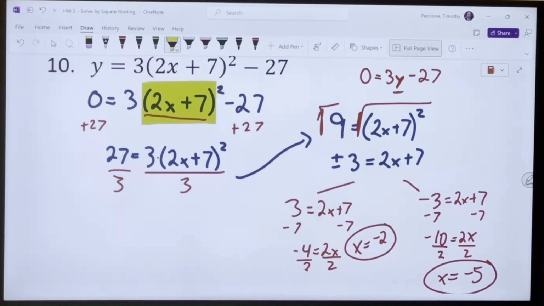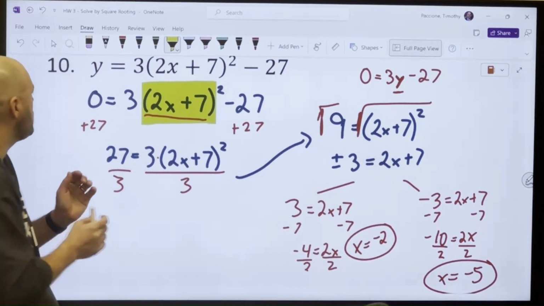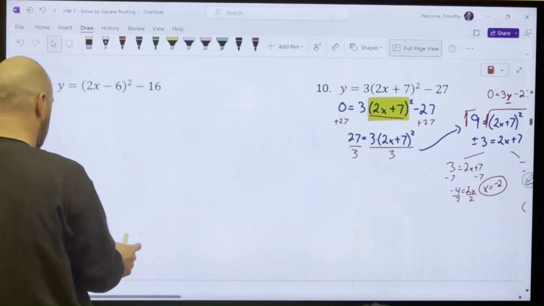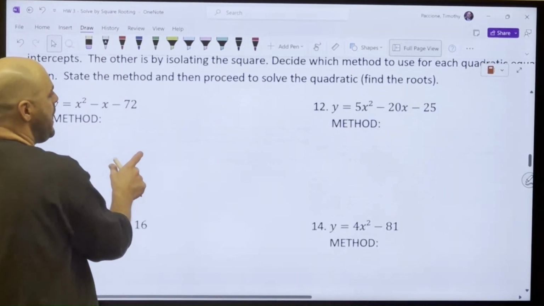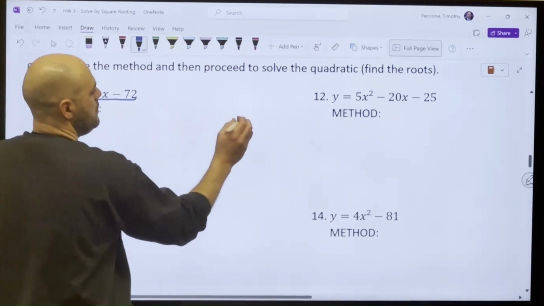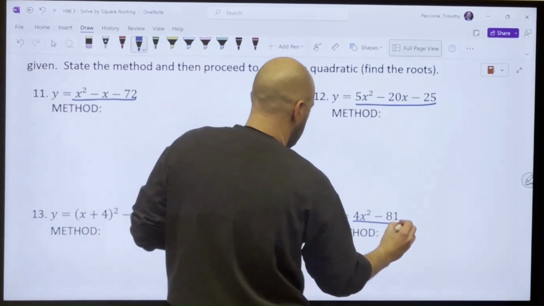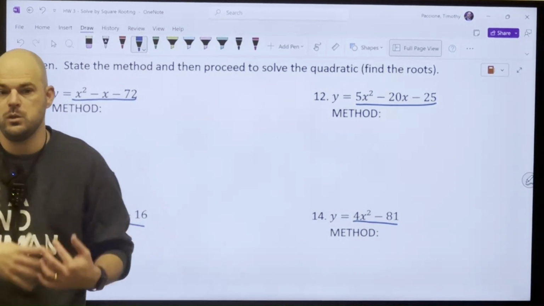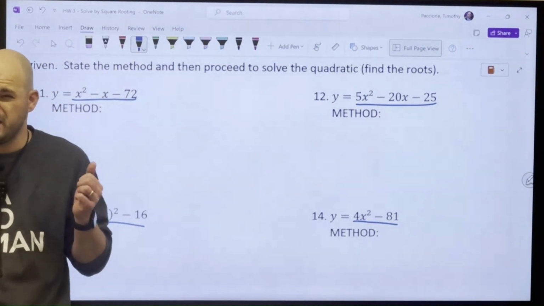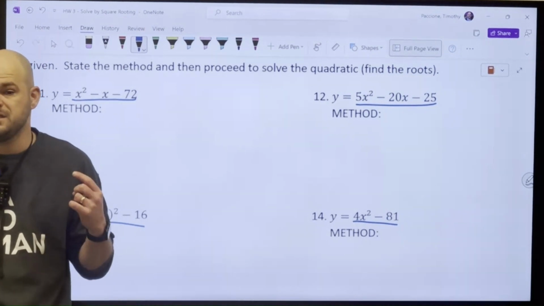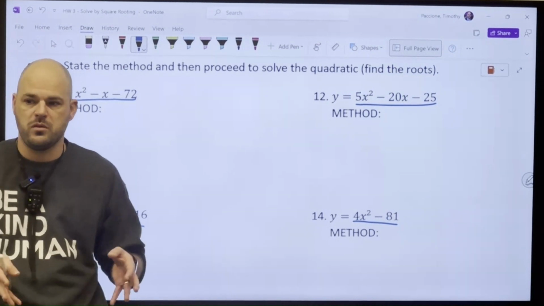Front or back? 11. Where's that in the back? Okay. So in this section, you had a bunch of situations, right? You had this, you had this, you had this, you had this. And you had to think about what we've done in the last few lessons. Is this a situation where I need to factor it, use the zero product property, or is this a situation where I need to isolate the square root both sides?